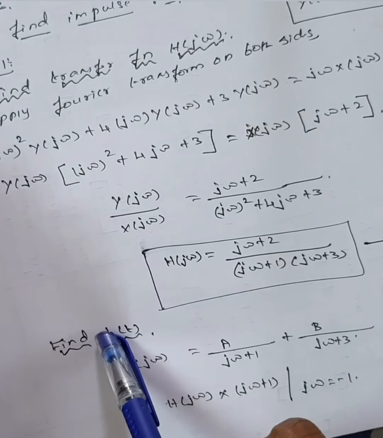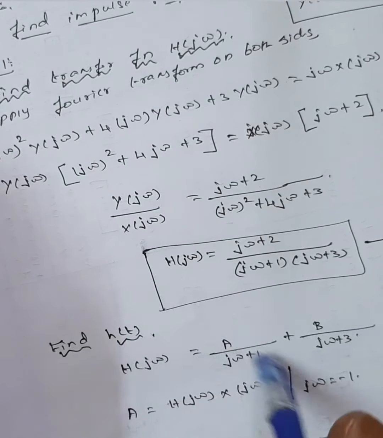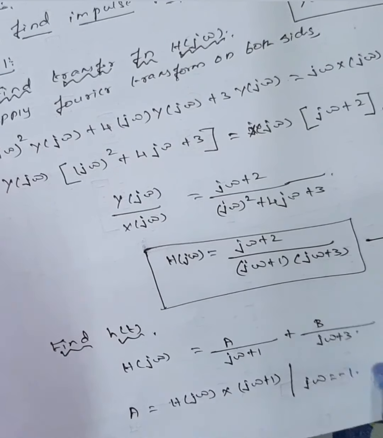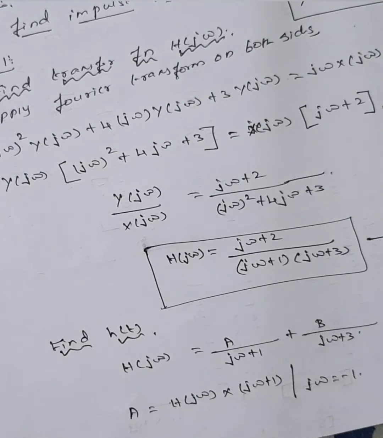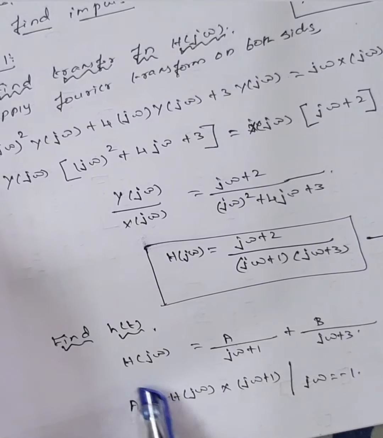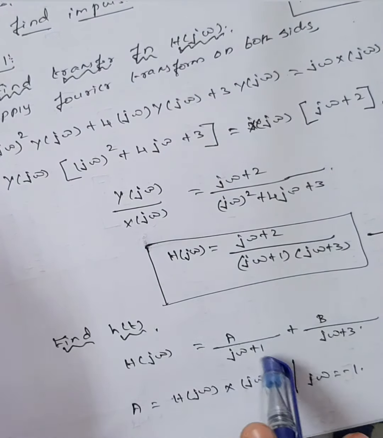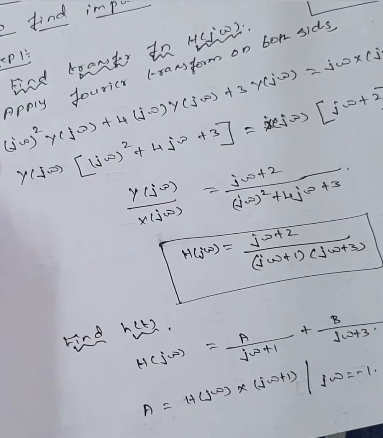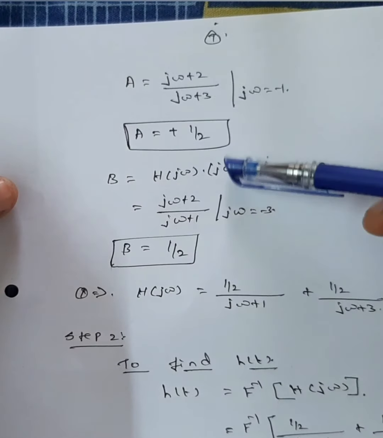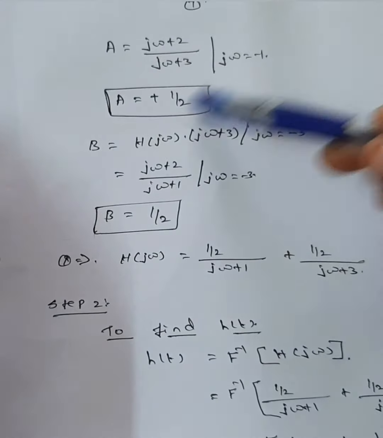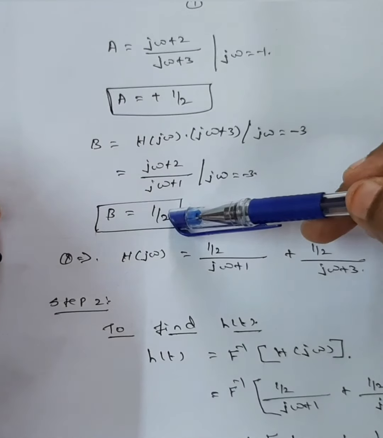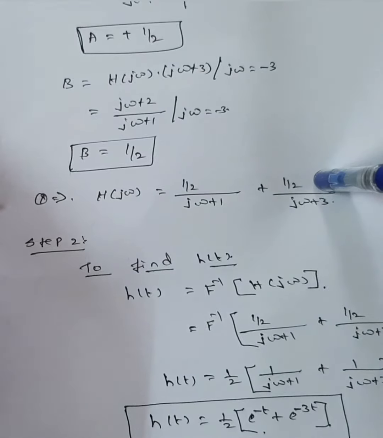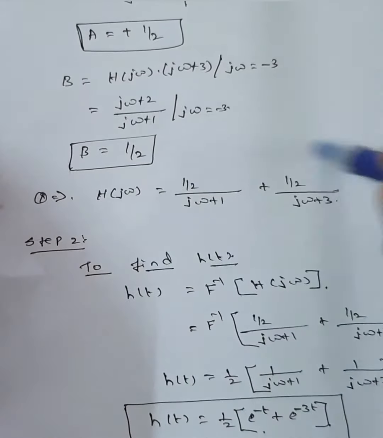So in order to find h of t, you want to apply partial fractions: a by j omega plus 1 plus b by j omega plus 3. Same method, only in the place of s you replace j omega. Now a is h of j omega into j omega plus 1; in the place of j omega substitute minus 1. After substituting, we got a as 1 by 2. For b also, after substituting, we got b as 1 by 2. So a is 1 by 2 and b is also 1 by 2. Okay, so that is h of j omega.